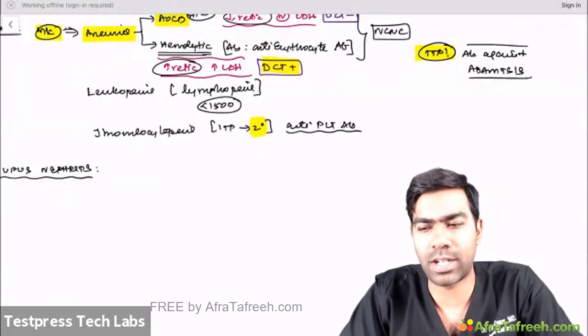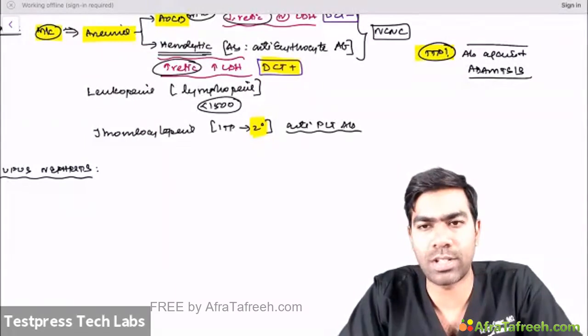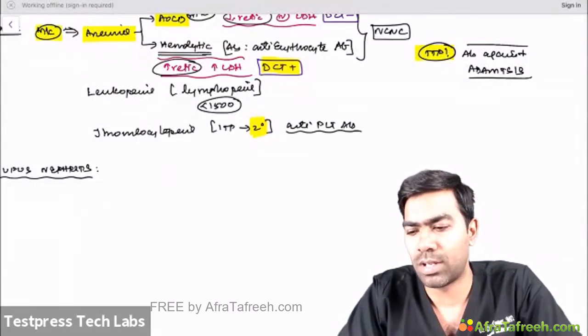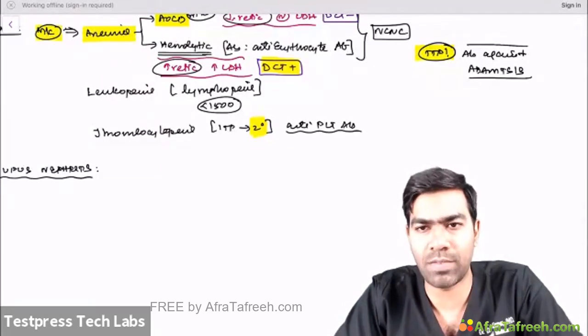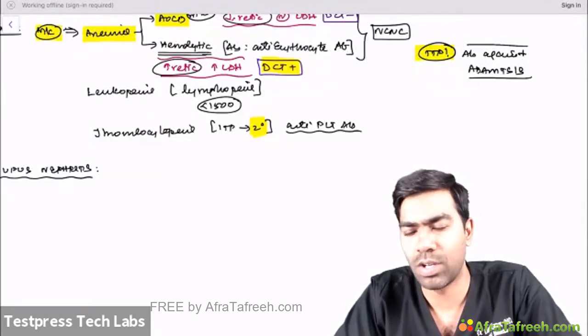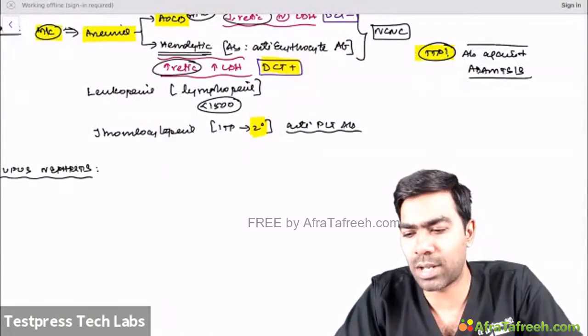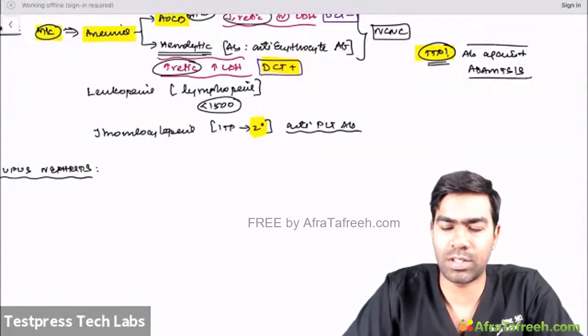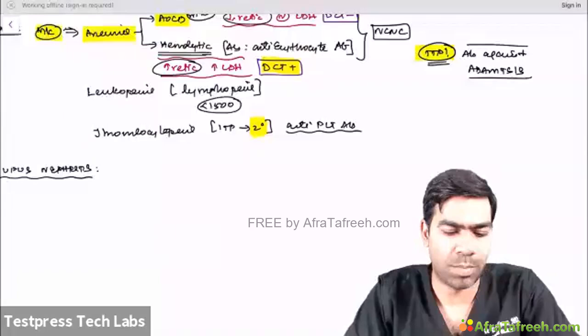So there will be reduced activity of ADAMTS13, which is a protease that is very important to cleave the multimers of von Willebrand factor into monomers, which we'll be studying later on. So because they form antibodies against this ADAMTS13 molecule, they can develop thrombotic thrombocytopenic purpura as well.